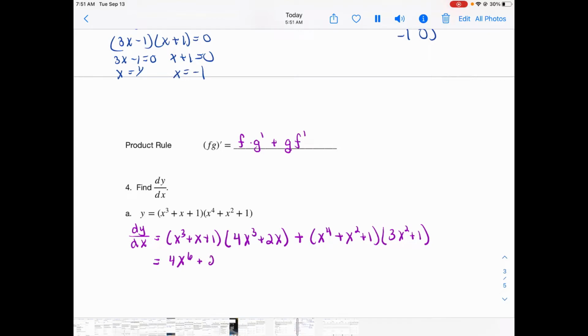So I distribute the x cubed to every term in the second parentheses. Then I distribute x to every term in the second parentheses. And then distribute the 1 to every term in the second parentheses. And then plus, now I'm going to multiply the last two sets of parentheses together. This time, I distribute 3x squared to the first term in the first parentheses. Then 3x squared times x squared gives us 3x to the fourth, plus 3x squared. Now distribute the 1 to each term, which just means I copy down that first function again.